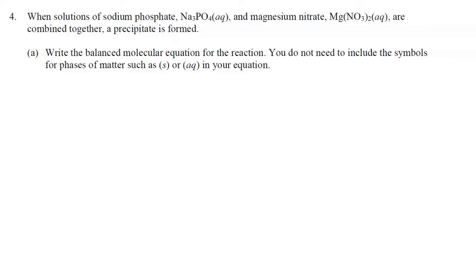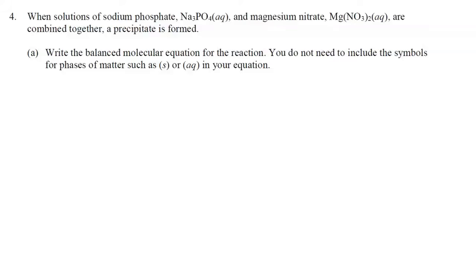Question 4 is describing a precipitation reaction. It says when solutions of sodium phosphate, Na3PO4, and magnesium nitrate, Mg(NO3)2, are combined together, a precipitate is formed. Part A, write the balanced molecular equation for the reaction.